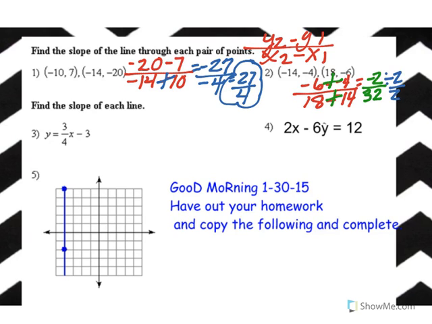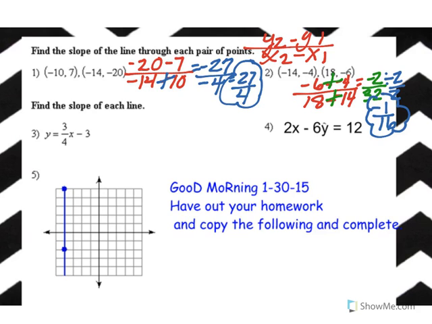You can divide both of these by 2 to get negative 1 over 16, because when you divide a negative by a positive, it stays negative. So your slope is negative 1/16.